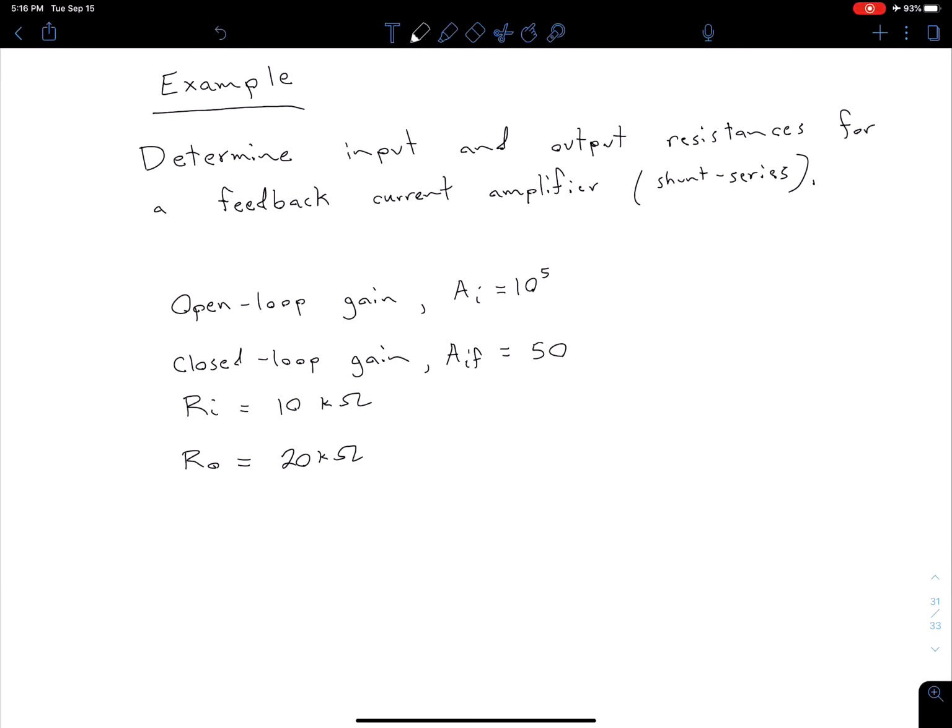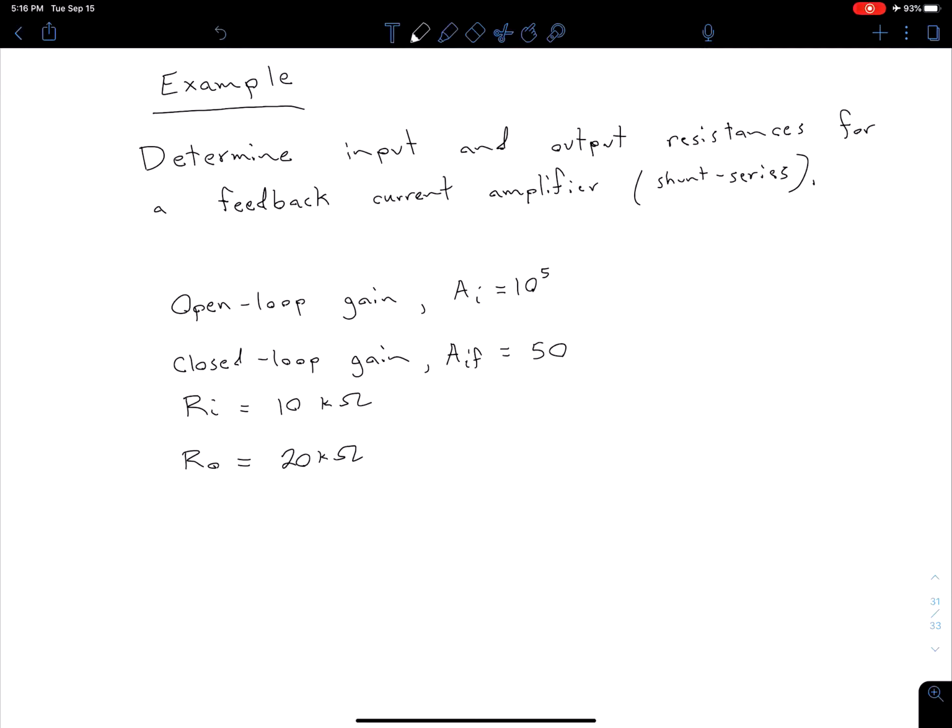Let's look at an example now to see how we can use these equations for our current amplifier. So what we want to do is determine our input and output resistances for a feedback current amplifier. So we know that means it has a shunt series configuration.